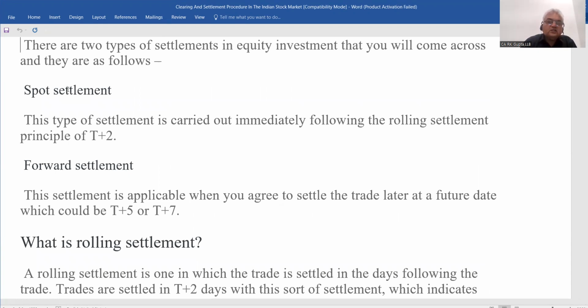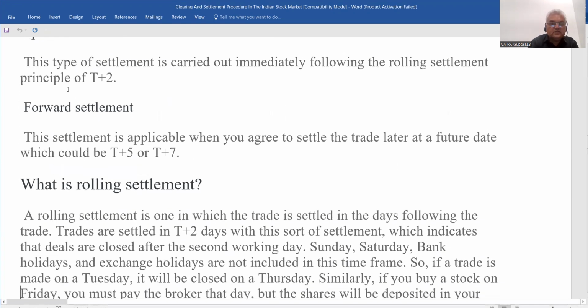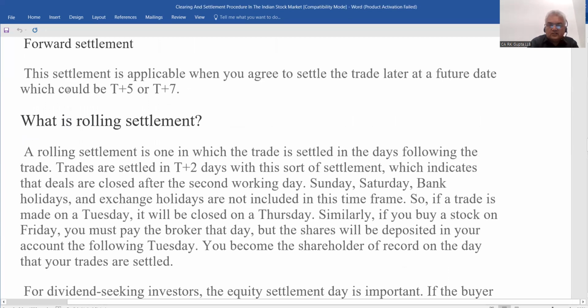Then there is forward settlement and then there is rolling settlement. So let us understand this concept of rolling settlement. A rolling settlement is one in which the trade is settled in the days following the trade. So trades are settled in T+2 days with this sort of settlement, which indicates the deals are closed after the second working day. Sunday, Saturday, bank holidays, and exchange holidays are not included in this time frame. Yeah, this also we have seen.